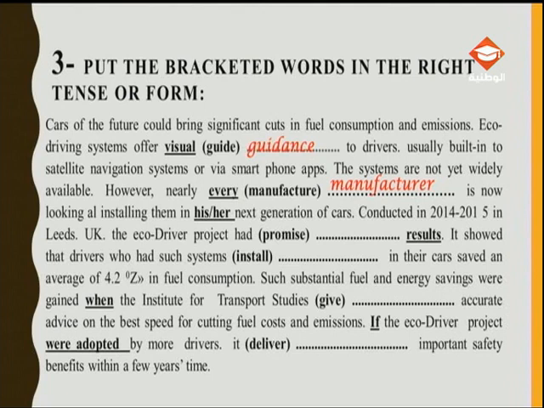Conducted in 2014-2015 in Leeds, UK, the Eco-Driver project had promising results. What about the word results? It's a noun, and we have a blank before a noun. So what is the adjective from promise? It's promising results. It means results that provide us with good information about the future, okay? It could be really good for the future, promising results.